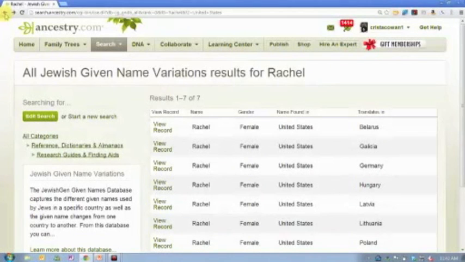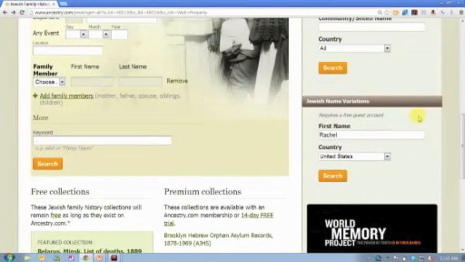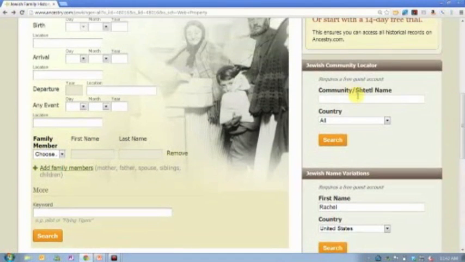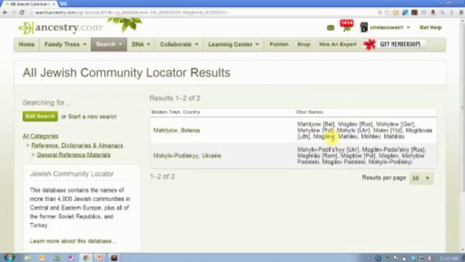And so on that landing page, we have what's called a Jewish community locator. This works if you're looking for anywhere in Eastern Europe, even if it's not a Jewish-specific community. It's kind of a fun tool. So I'm going to put in Mogilev because that's the location I have on the records here in the United States. When I click search, it gives me two possibilities, one in Belarus now and one in Ukraine now. I need to look at both of those, look at the information I have, and see if I can figure out which one it is.